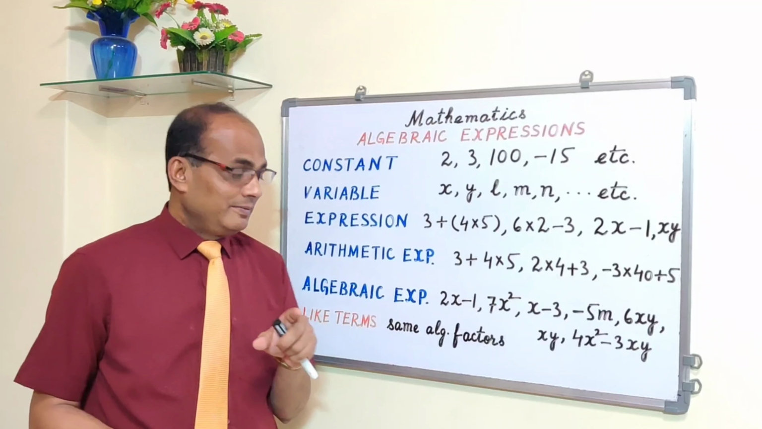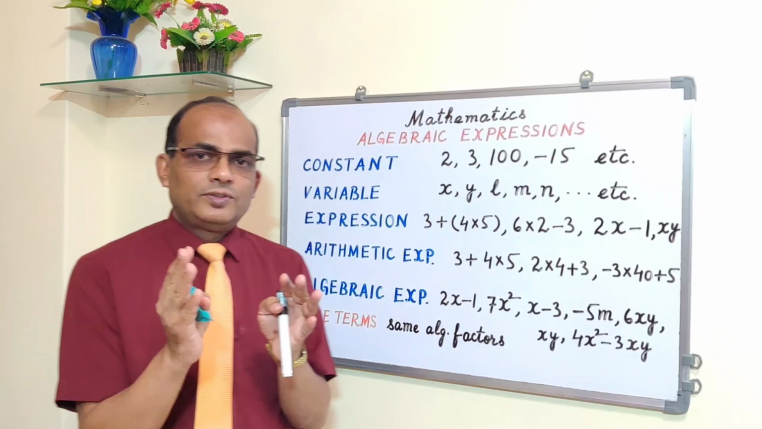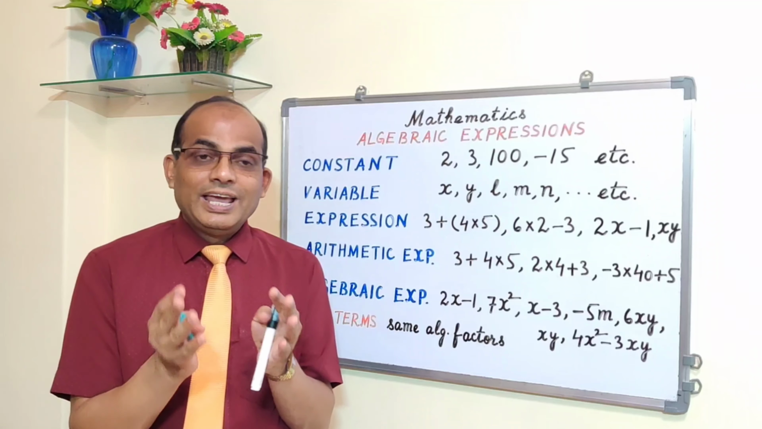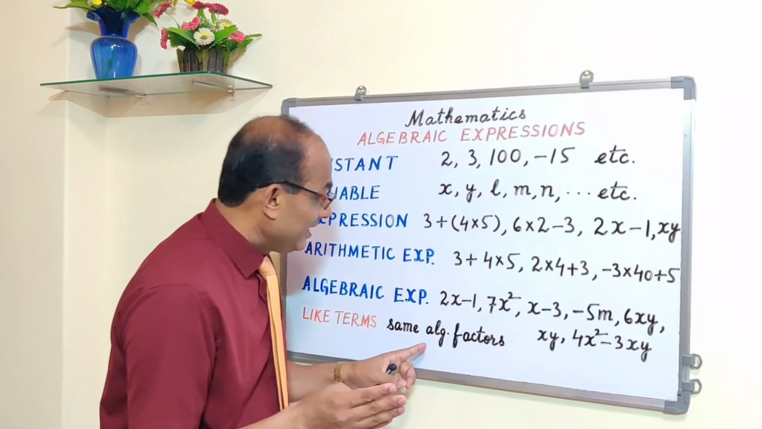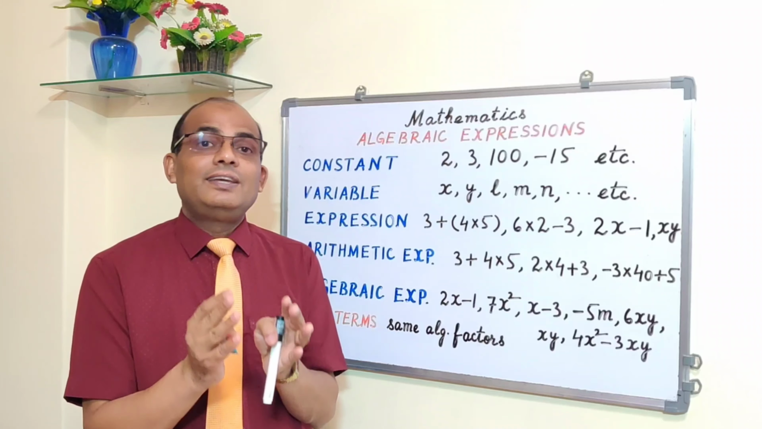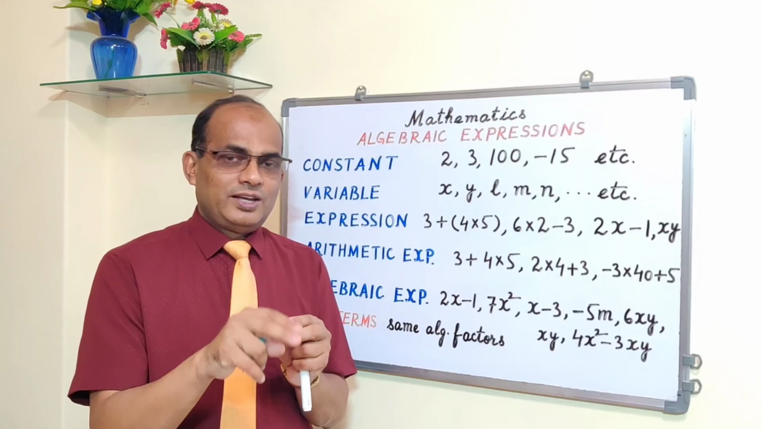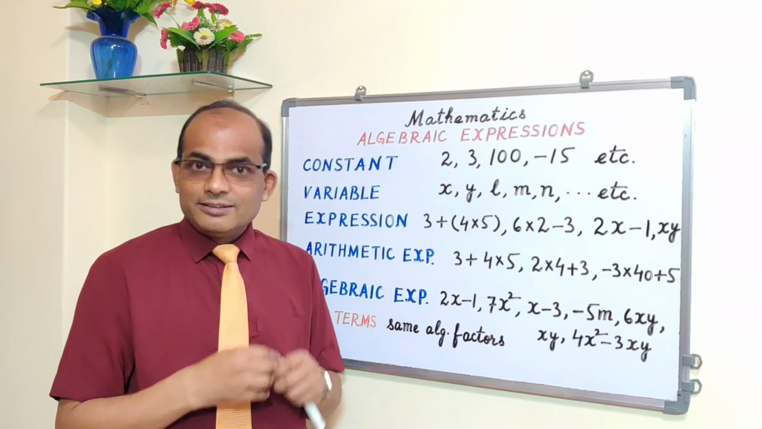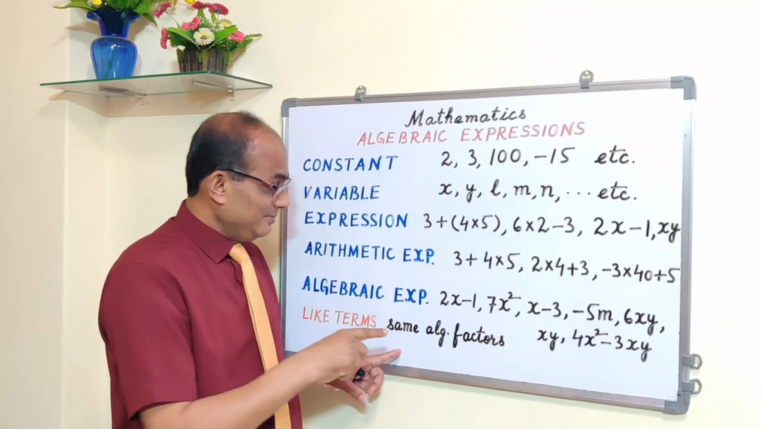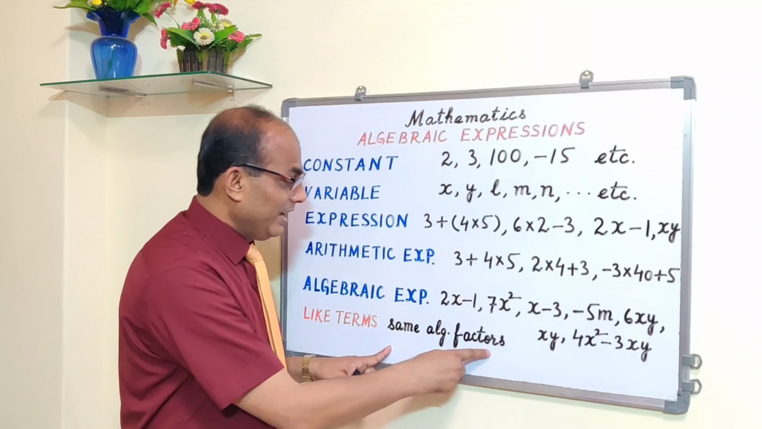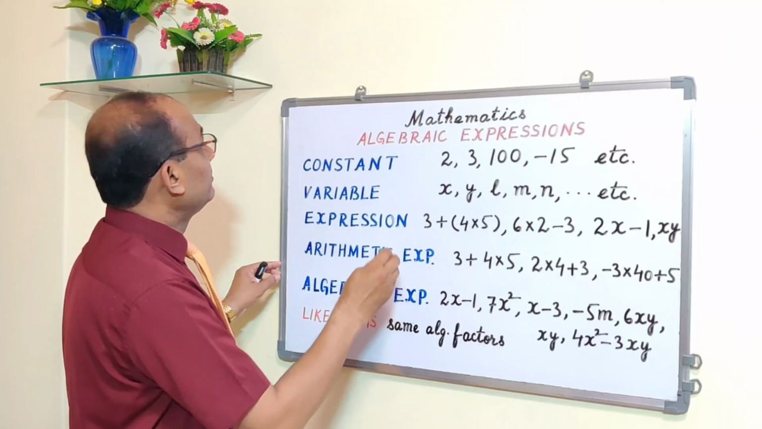And in unlike terms, I have written here different algebraic factors. If you have two or more terms, and if they have the same algebraic factors, it's very important, please listen, then we say that they are like terms. And if two terms are not like terms, then they are unlike terms. That means in unlike terms, the algebraic factors are different. Getting it?